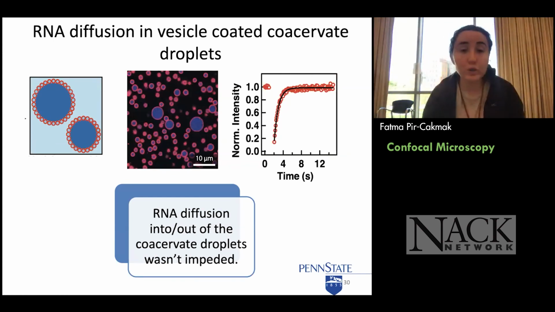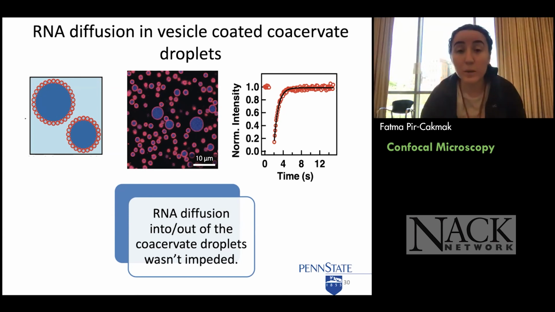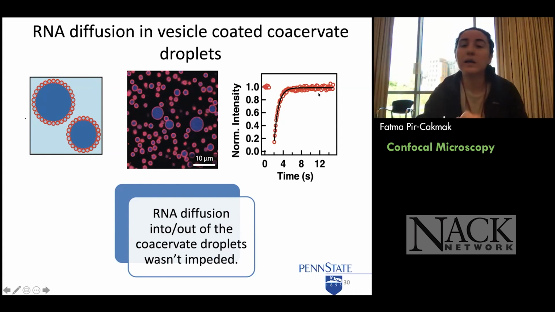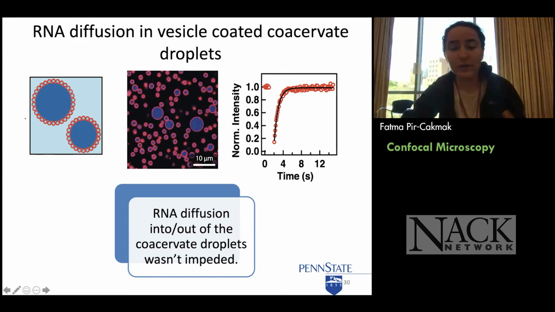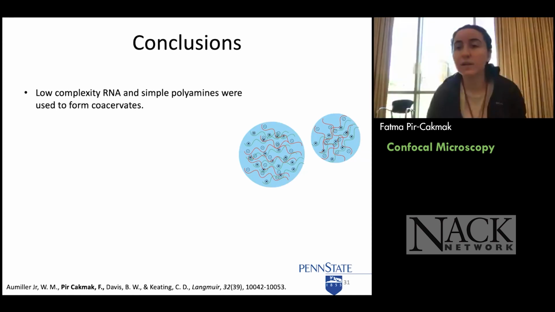So I also looked at whether having these vesicles around my droplet impedes the diffusion, and I photobleached all of the droplet for these samples. RNA diffusion into and out of the coacervate droplets wasn't impeded. You can see here, I'm using U15 in this case. You can see the very rapid recovery, again very similar.